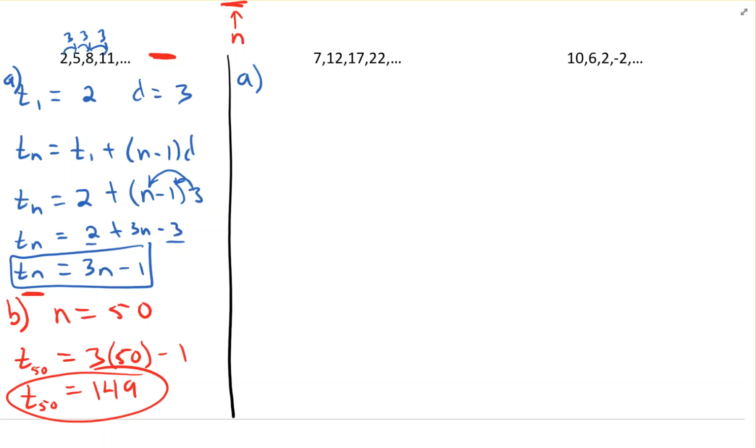Okay, this one, we're going to say T1 is equal to 7. That's the first term. D goes up by 5 every time. And that's all we need for now. So let's fill in. I'm not going to write the formula again. I'm just going to fill in the stuff we know.